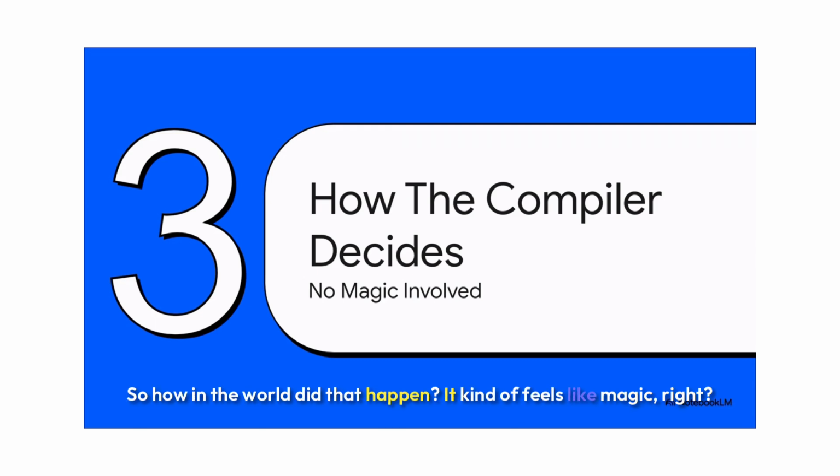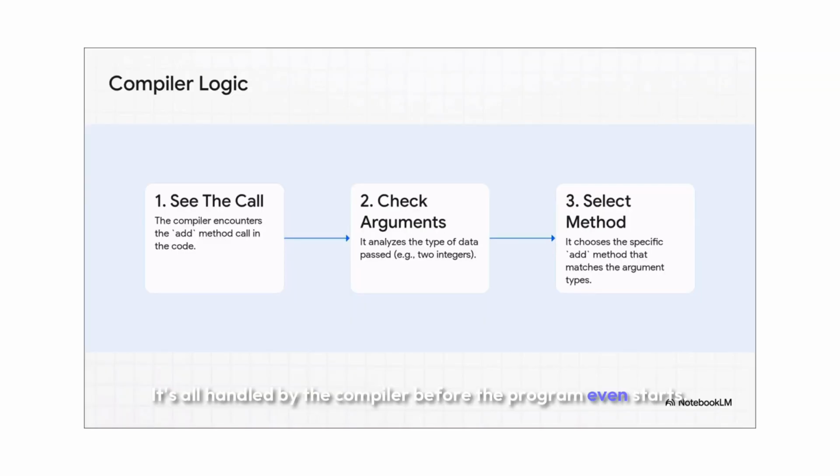But it's not. It's actually a very clever and logical process. The secret isn't in the program while it's running. It's all handled by the compiler before the program even starts. Let's put ourselves in the compiler's shoes for a second. Here's what it does. First, it sees a line of code calling a method, like calc.add(5, 10). Second, it looks at the arguments you provided. In this case, it sees two integers. And finally, it scans through the Calculator class looking for an add method whose parameters perfectly match those two integers. And it finds one. It does the exact same thing for the doubles. It's really just a simple matching game.